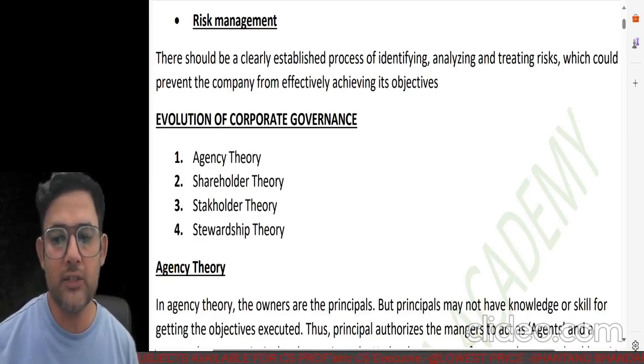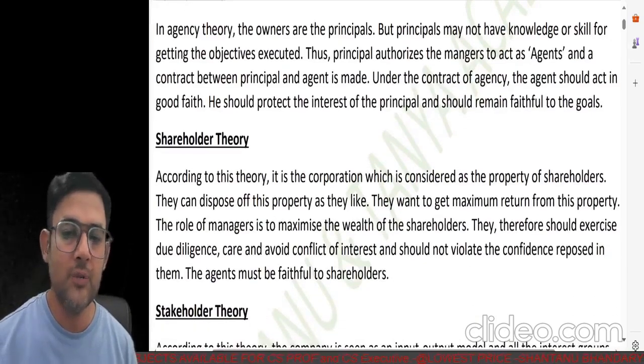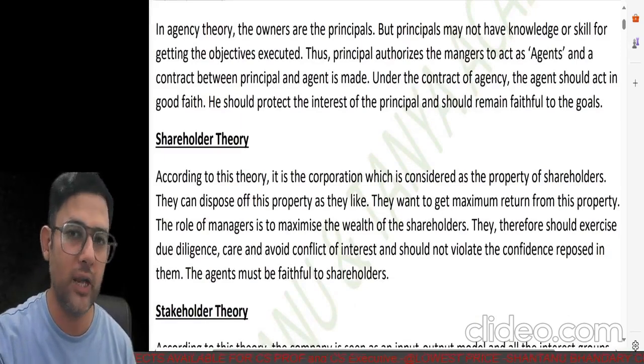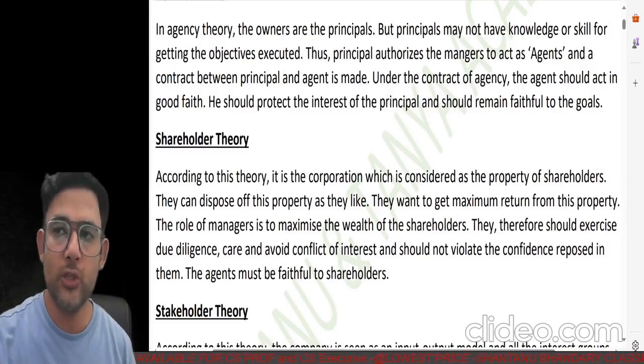The second theory is called the shareholder theory, and it says that it is the main duty of the board of directors to always strive to create wealth, more profit, more dividend, better results for the shareholders, so that the shareholders can get the maximum profit.